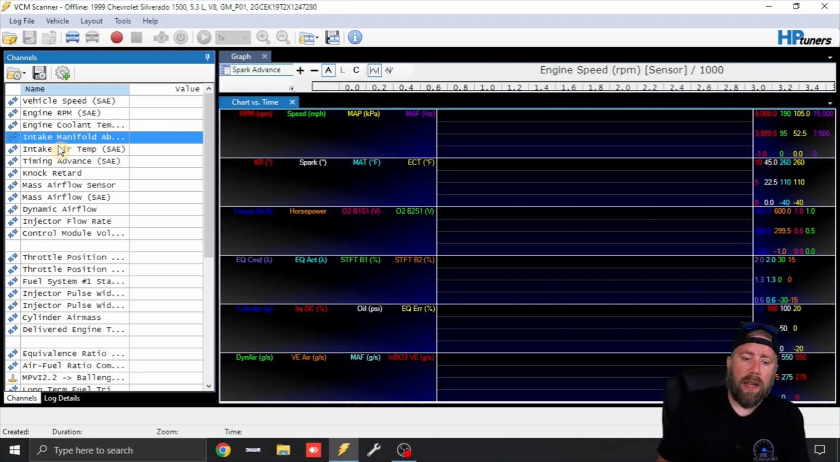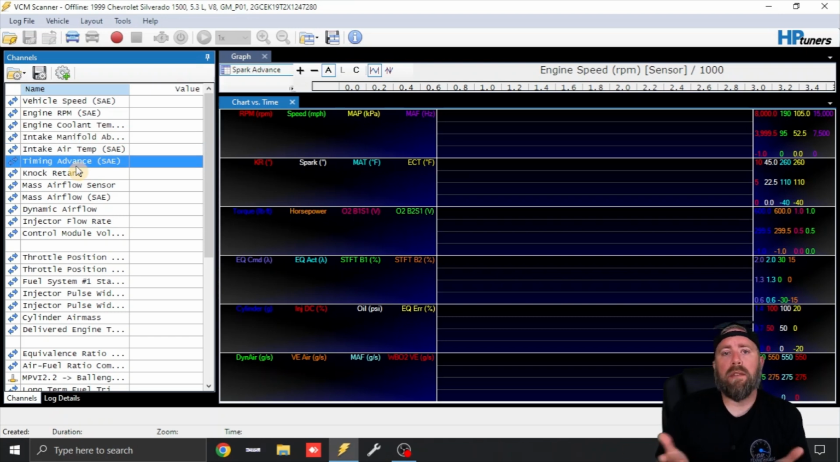So the next one's going to be intake air temp. That's going to be the sensor that's in your mass airflow sensor. That is obviously looking at the intake temperature that is coming through the mass air. We obviously need it for VE calculations, speed density calculations, things like that.